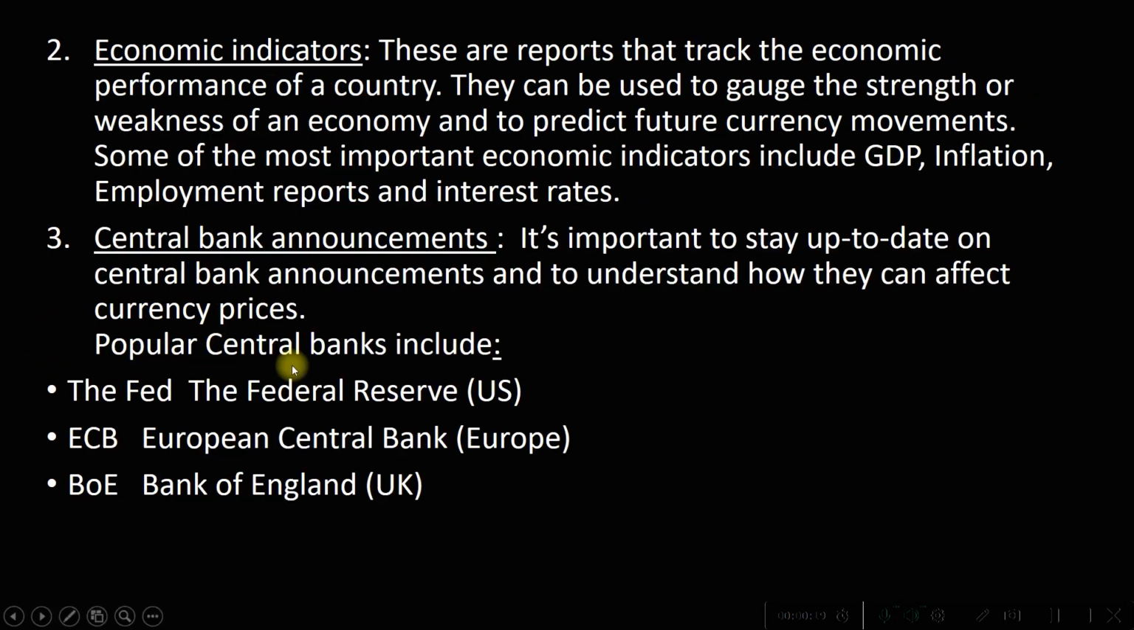Let's continue. Number 2, economic indicators. These are reports that track the economic performance of a country. They can be used to gauge the strength or weakness of an economy and to predict future currency movements. Some of the most important economic indicators include GDP, inflation, employment reports, and interest rates. For some economies, big economies like the US economy, there are very many other economic indicators, and they can be categorized into two: leading and lagging indicators.